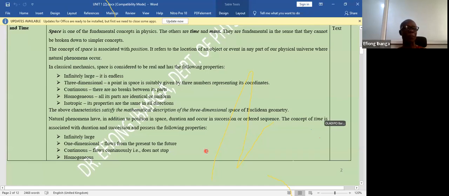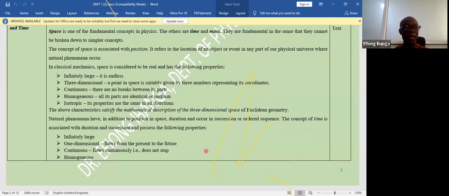Now, apart from this, we can also take a look at time. Time is associated with duration or succession of an observation or event. Time, as a fundamental concept, is associated with duration and succession, and it also possesses the following properties.